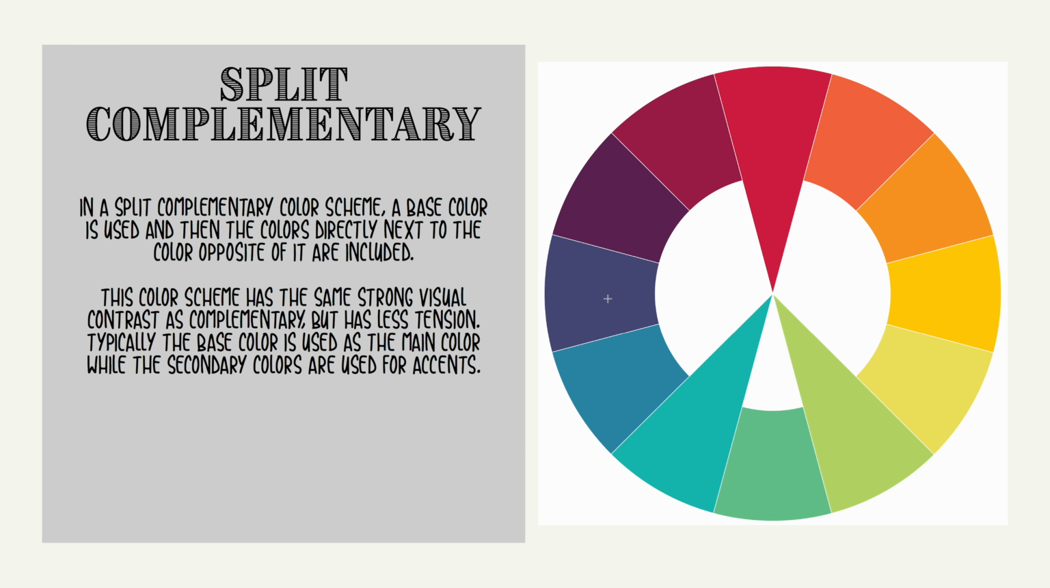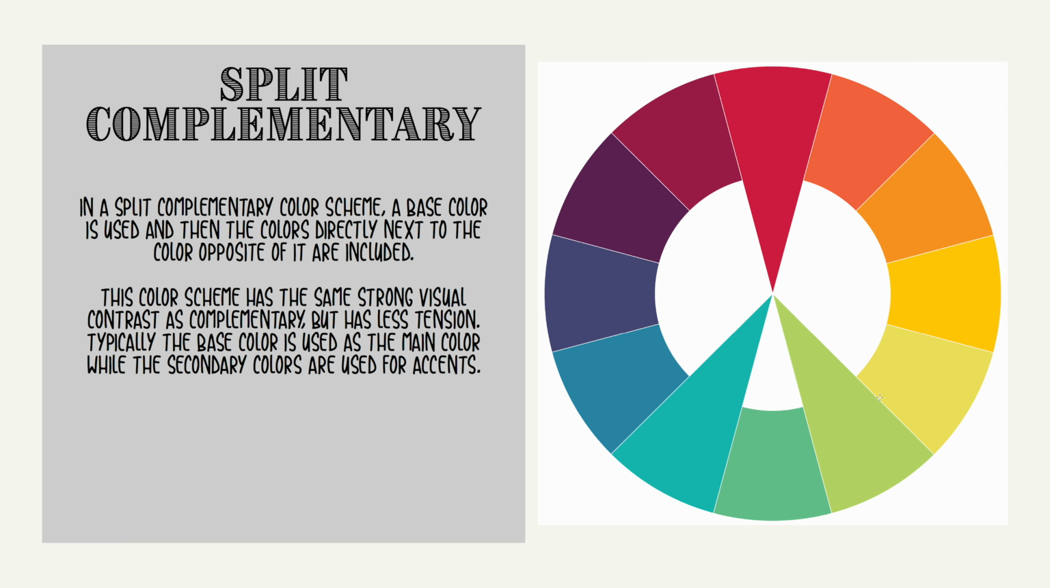Split complementary is the next one. So this is just complementary, but instead of it being like the red and the green, it's red, and then you're going to split the opposite. So it's the color to the left of that and the color to the right. So that's why it would be split. So you take the complementary and then you split the complement. So it's 1, 2, 3 colors.